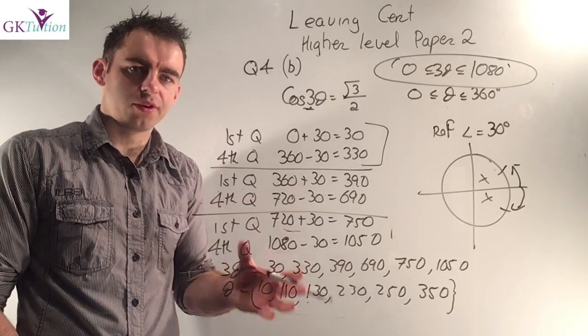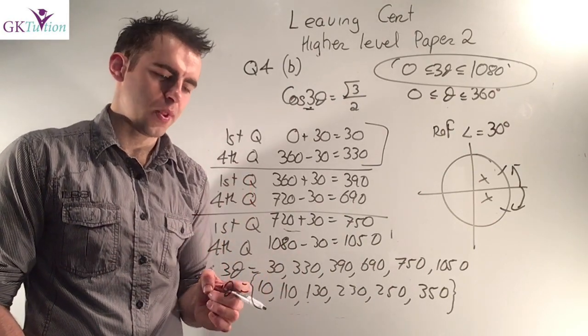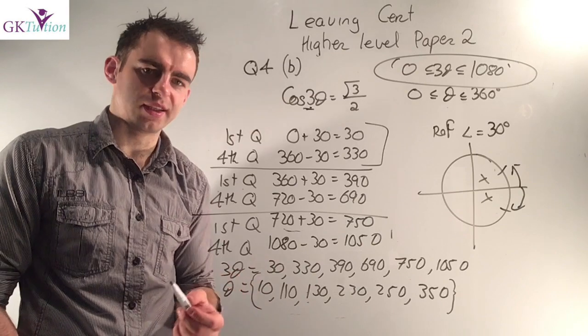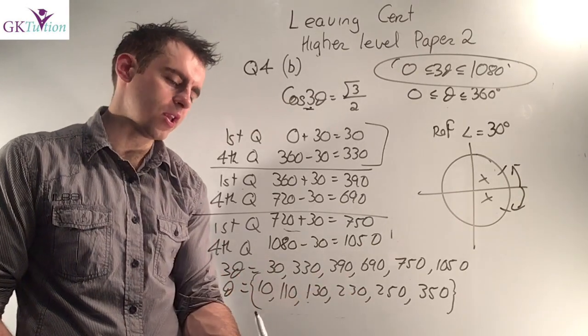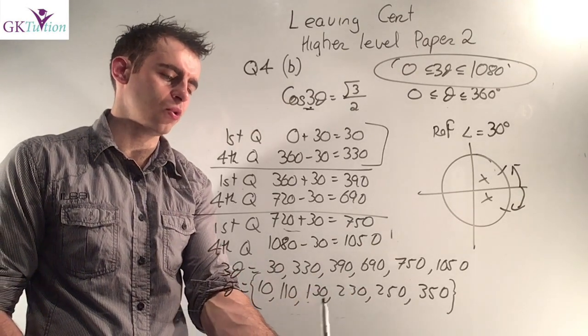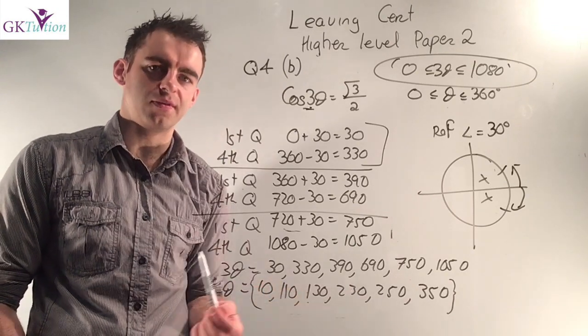But obviously you don't want 3 theta. You want theta. So if you have 3 theta, in order to get theta on its own, you just divide everything by 3, and your answers are 10, 110, 130, 230, 250, and 350.